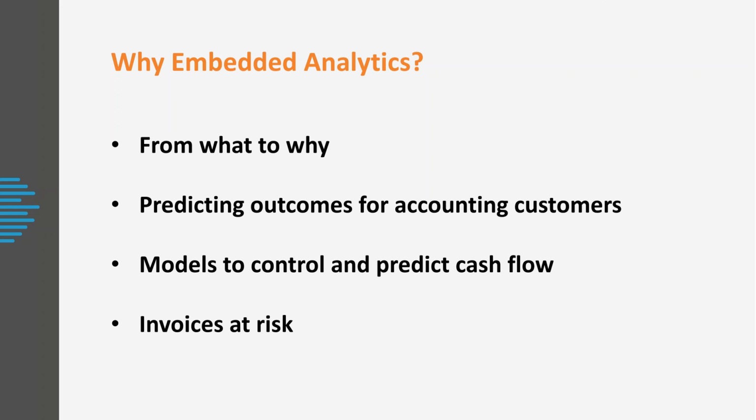In this scenario, we were looking at building models to control and predict cash flow, and in particular, writing back to Exact the outputs from those analytical models, which would identify individual invoices that were at risk. So how did we do that?